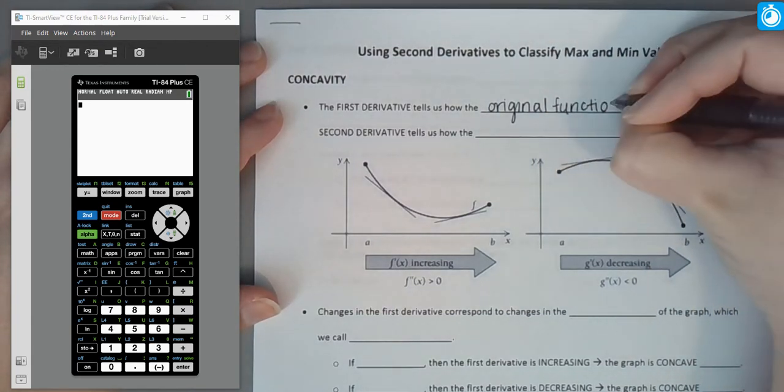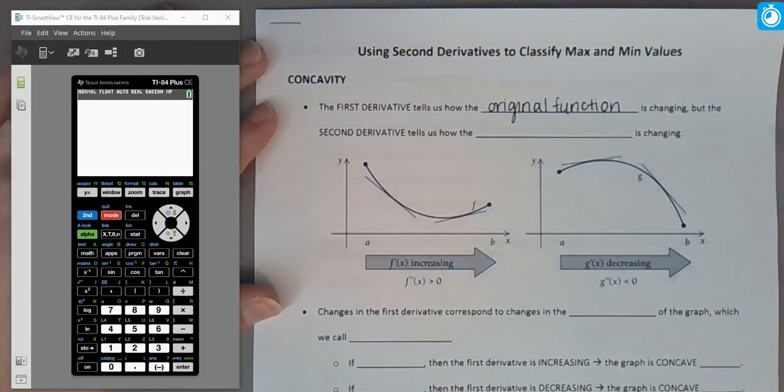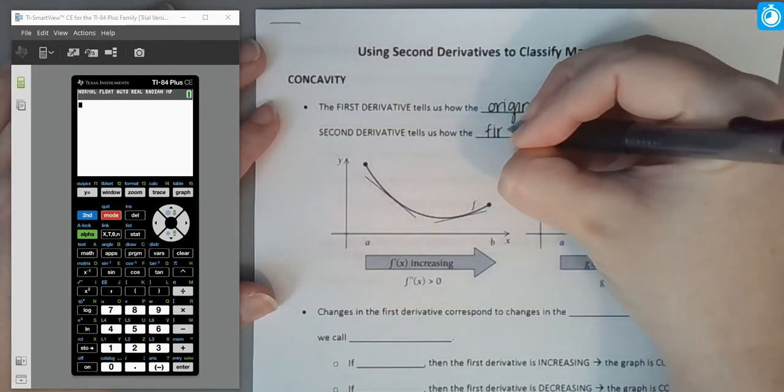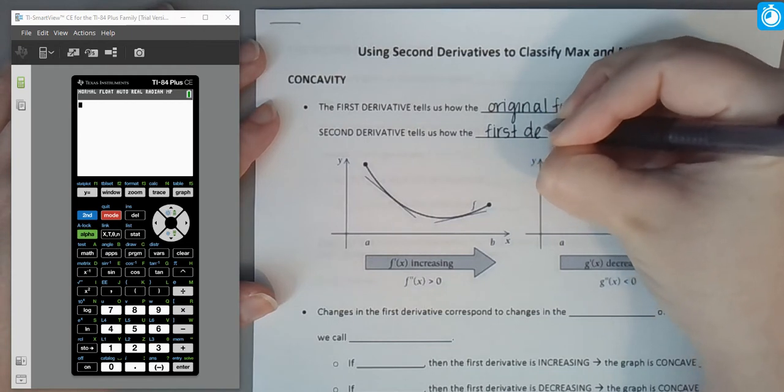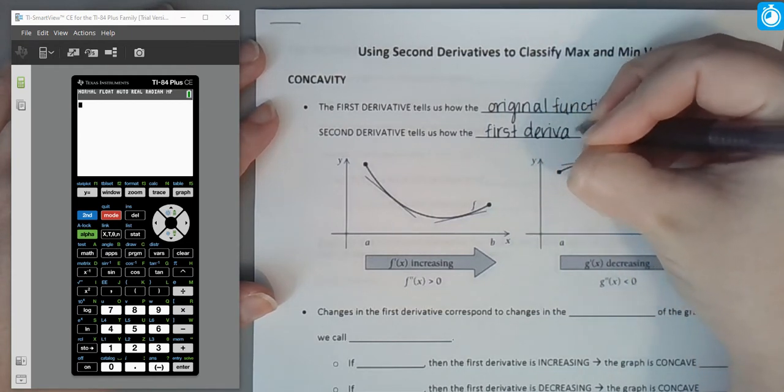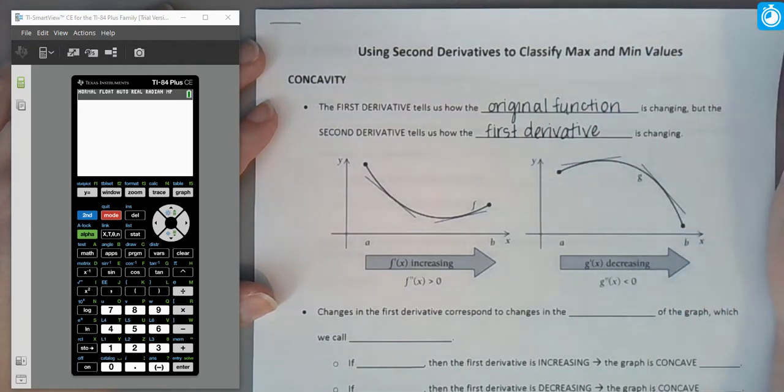Remember, the original definition of the derivative is that it represents the slope of the tangent line at a particular location. The slope of the tangent line represents the instantaneous rate of change of that function at that one specific location. So the derivative tells us how the function is changing at a specific point, based on a particular x value within its domain. The second derivative, on the other hand, tells us how the first derivative is changing. It's the rate of change of the rate of change, if you want to think of it that way.